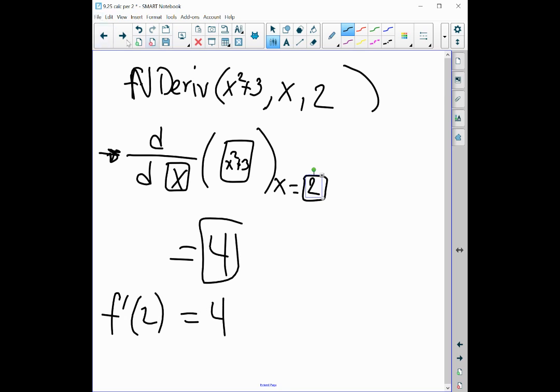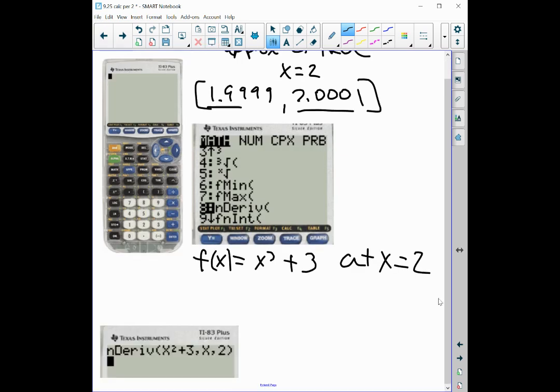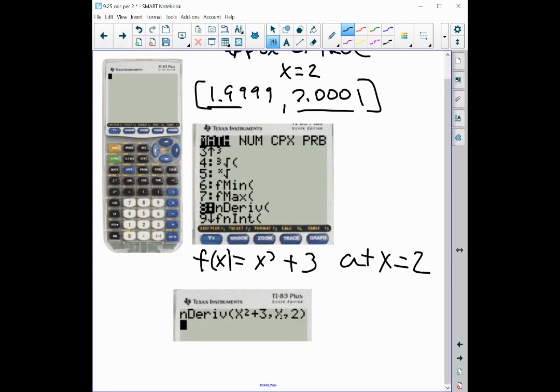Okay. I think that's about it, and I have it here if you want to see it typed in. That's how it looks. Now, those of you that have the older operating system, if you want to know where the comma is, it's right above the 7. So that's the little comma button. So you would just type x squared plus 3, comma, x, comma 2, and then close your parentheses.